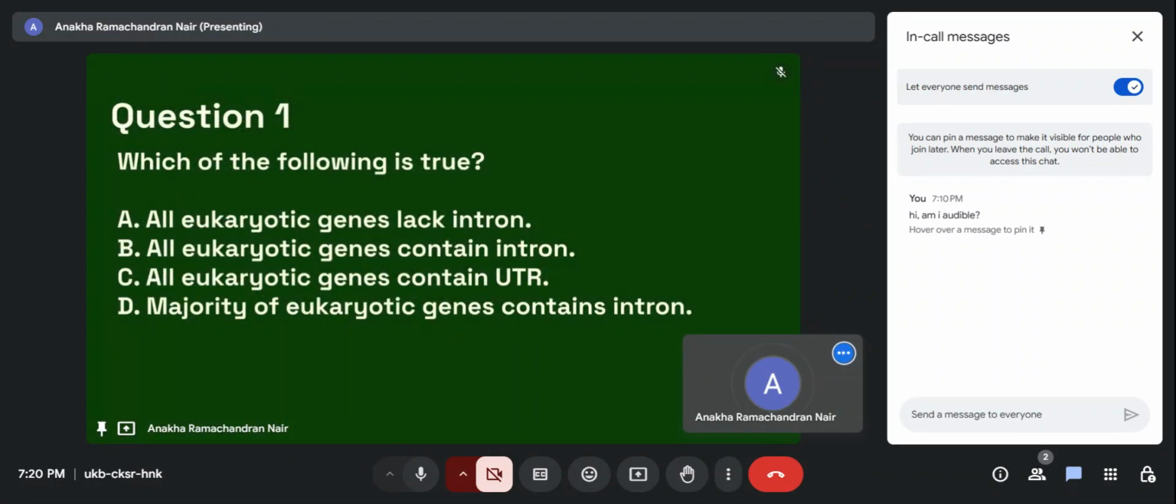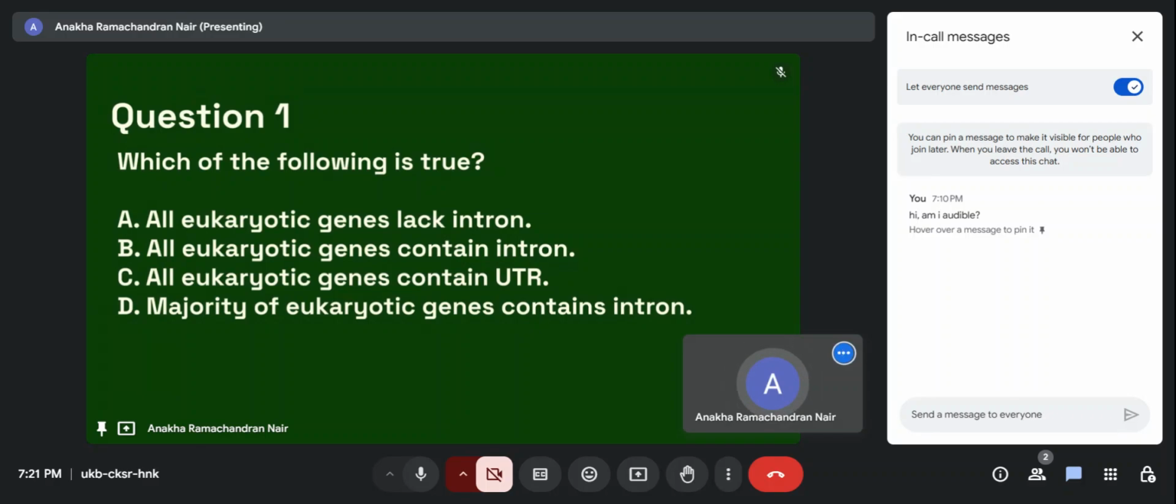The question is, which of the following is true? Option A is all eukaryotic genes lack intron. Option B is all eukaryotic genes contain introns. Option C is all eukaryotic genes contain UTR or untranslated regions. Option D is majority of eukaryotic genes contain intron. So there are four options given to you and you have to select which of the following is true.